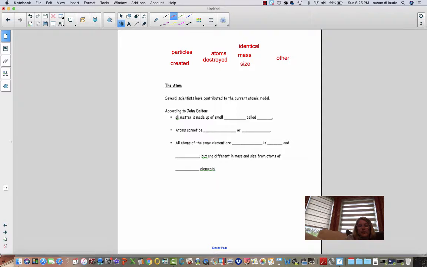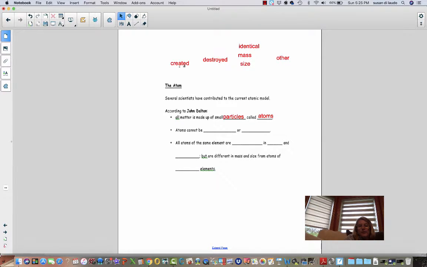Okay, so then we started talking in grade 9 about atomic theory, and we figured out several scientists who contributed to our current atomic model. The first guy was actually Democritus back in ancient Greece. Democritus talked about these tiny indivisible particles that he called atomos, and that's where we get the word atom, which means indivisible. Then John Dalton, a teacher, came along, and he started describing matter as small particles called atoms.